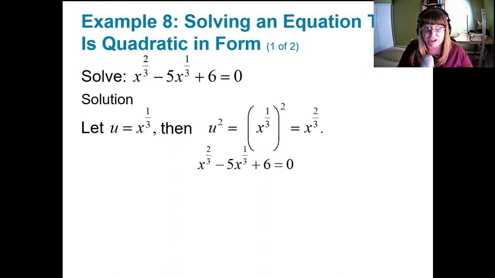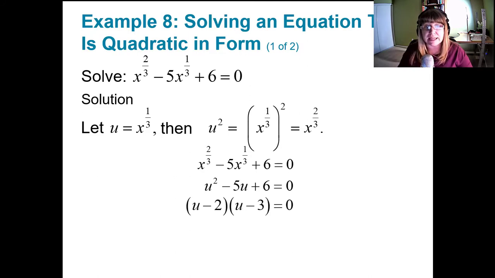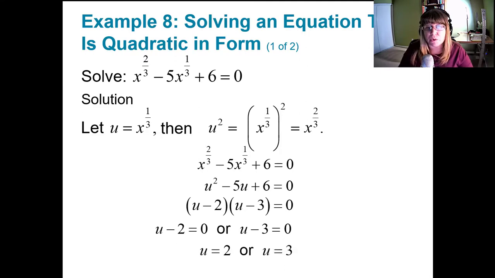Instead of x to the 2/3 minus 5x to the 1/3 plus 6 equals 0, it becomes u squared minus 5u plus 6, which looks really familiar, or at least it should. Now I can factor it and solve for u, but then I don't stop there. I have to replace what u is originally. So it's a little extra step. u equals 2 or u equals 3. But what was u originally?